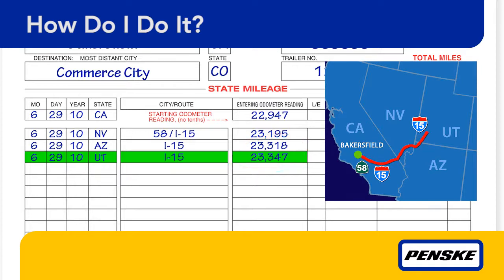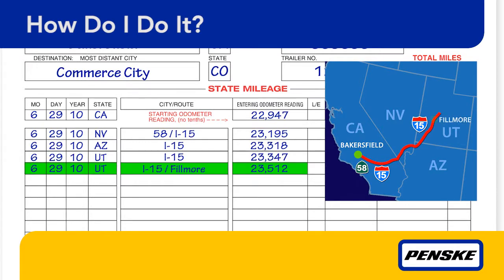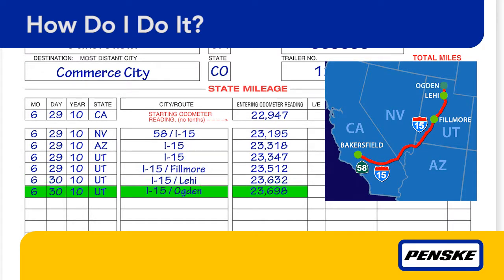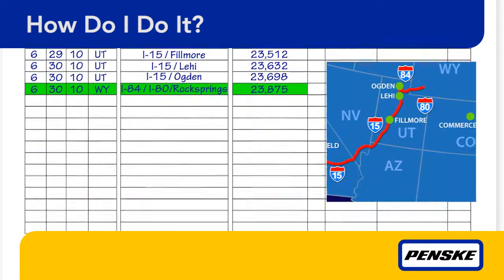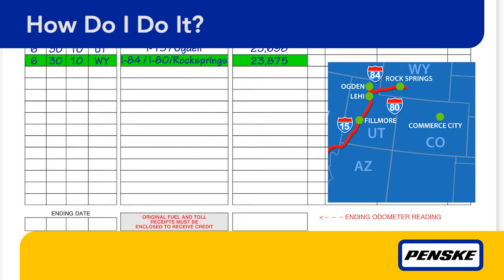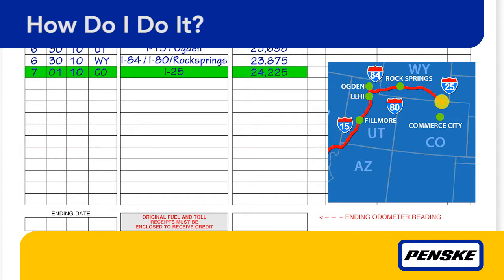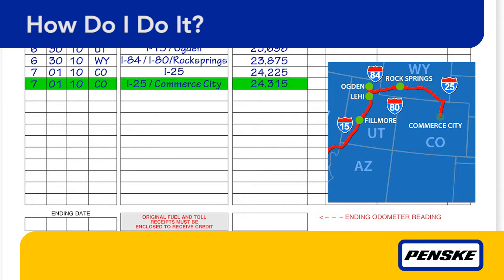In this trip, the driver makes several stops in Utah and records each of these: Fillmore, Lehi, and then Ogden, and the routes used between these stops, in this case I-15. Your driver leaves Ogden on I-84 and then continues on I-80, recording the odometer reading as the vehicle crosses the state line into Wyoming. As was done in Utah, your driver indicates a stop in Wyoming, this time Rock Springs. The driver continues from Rock Springs and then uses I-25 to enter Colorado, recording the odometer reading as Colorado is entered, and then proceeds to the destination of Commerce City.